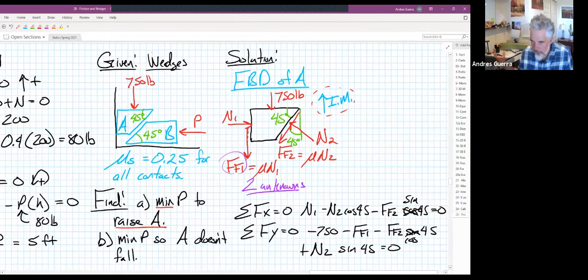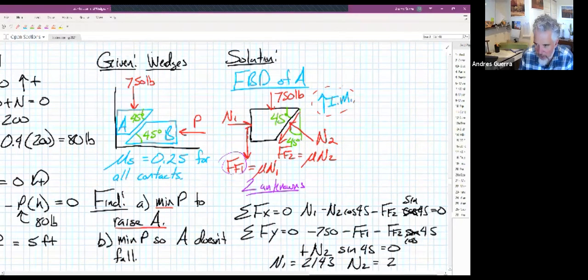So we sum forces in the X, sum forces in the Y, taking the angles into account, and we got 2 equations with 2 unknowns. We're going to find N1 is 2,143, and N2 is equal to 2,424 pounds.